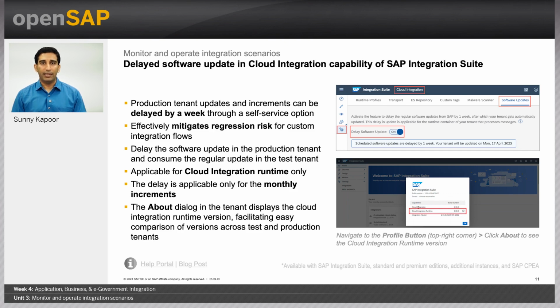Tenant admin can enable this in their productive tenants by navigating to the Integrations Settings tab. It is important to note that this delay is applicable only for monthly increments and specifically for cloud integration runtime only. To facilitate easy comparison of versions between test and production tenants, the About dialog in the tenant displays the cloud integration runtime version.